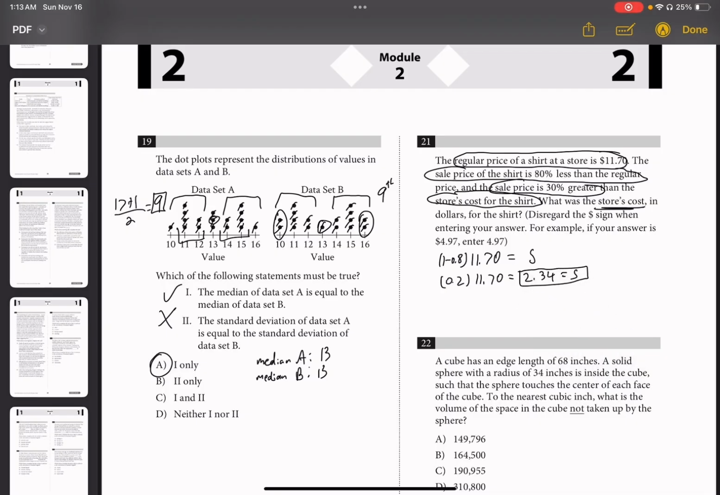But that's not what we're looking for. We're looking for the store's cost, and we'll say the store's cost is a variable C, and we know that we can set it equal to the sales price, but it says the sales price is 30% greater, so it's really C times 1 plus 0.3, since the sales price is 30% greater than the store's cost. So C is equal to 2.34 divided by 1.3, and this is going to give you a value of $1.80.